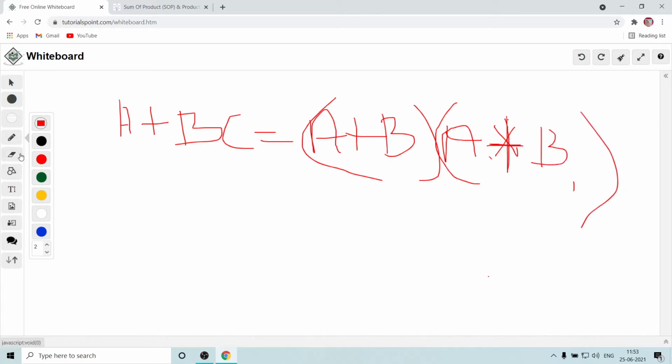So please don't get confused. This is my plus. Again, I haven't included my plus. A plus B will over A plus C. Okay, we have distributed the value. So this becomes my A plus B, A plus C. So this is my which law? This is my distributive law.